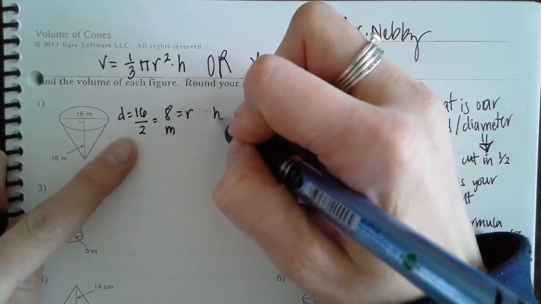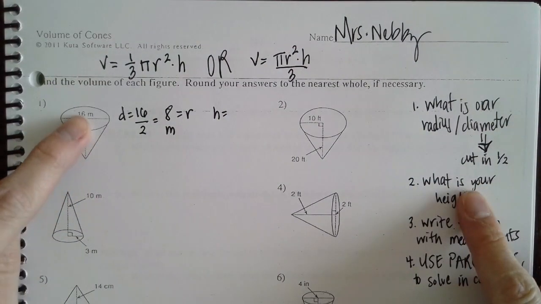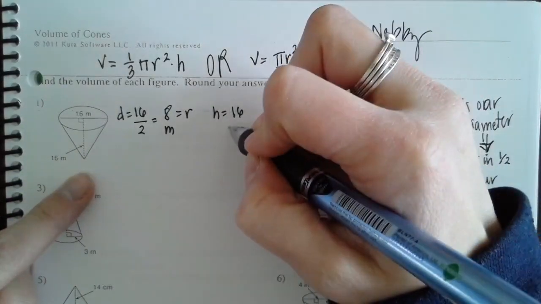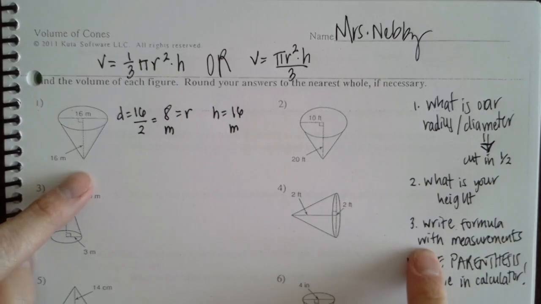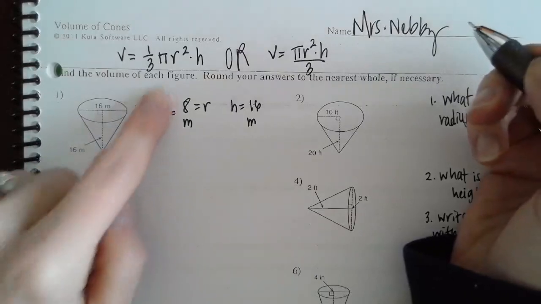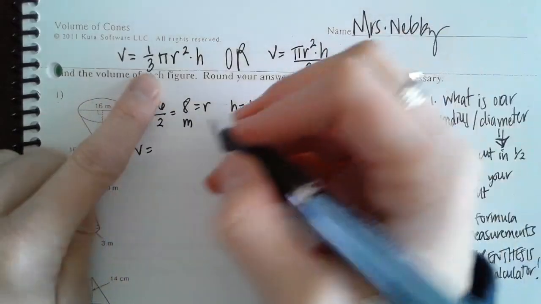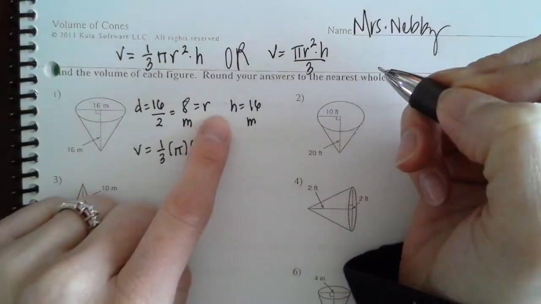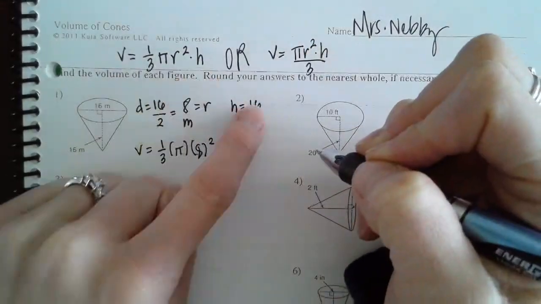Okay, and then the next thing we need to do is figure out our height. Our height is how tall our cone is, and that goes from the base, the circle, all the way to the top, the point. Okay, so this is 16 meters. And then we need to write the formula with our measurements. So V equals, remember our formula, I'm just going to use this first formula so I can put parentheses around it really easy. So our formula is 1/3 times pi times our radius, which is 8, so we put an 8 there, and it's got to be squared, times our height, which is 16.